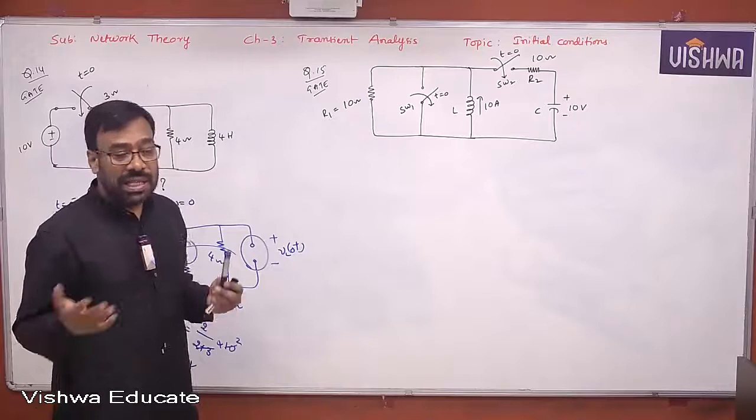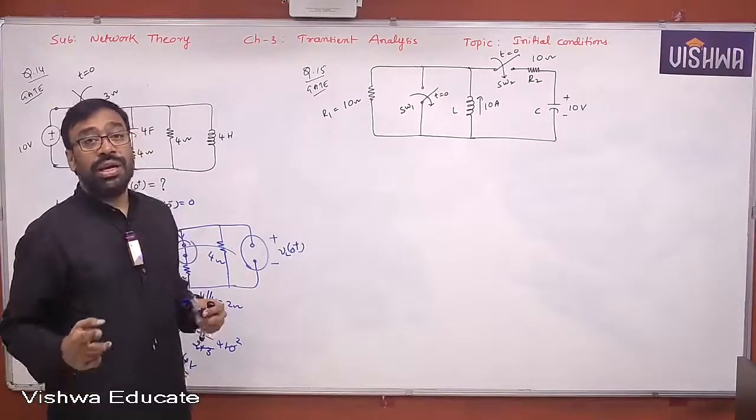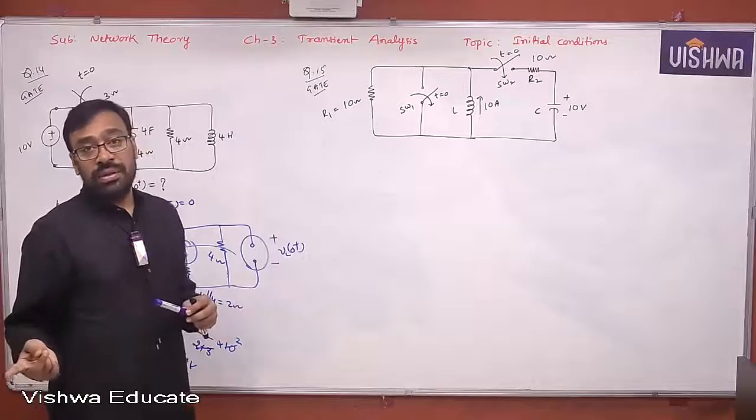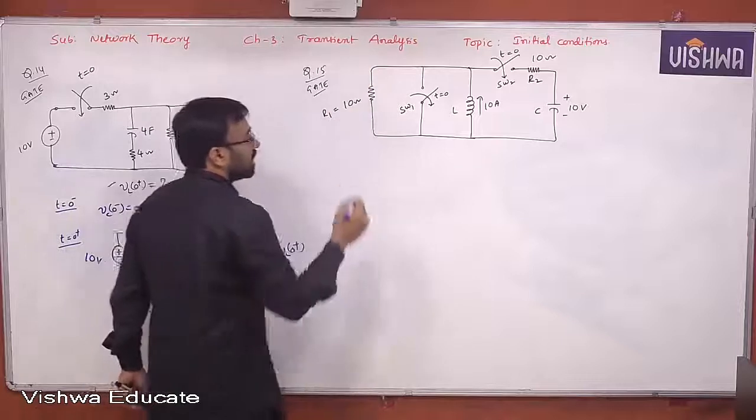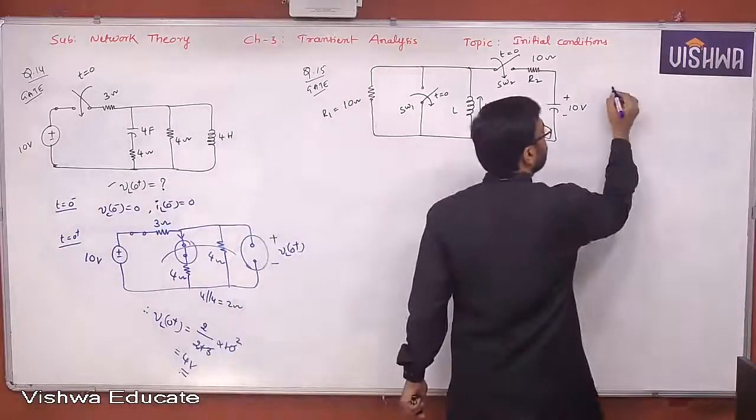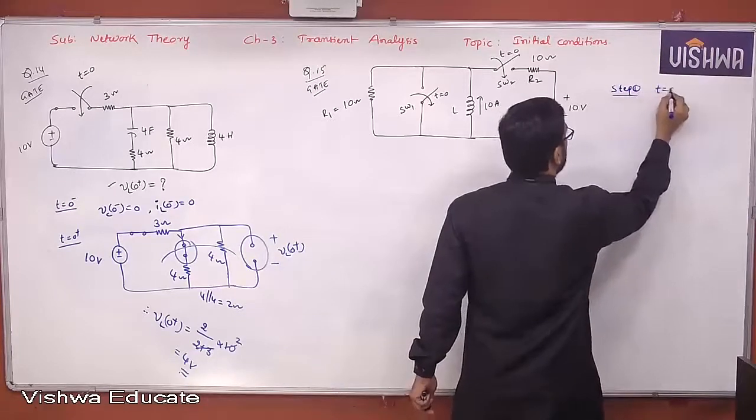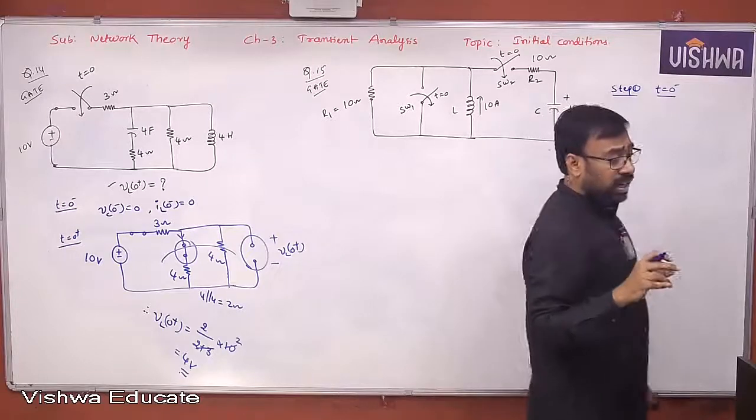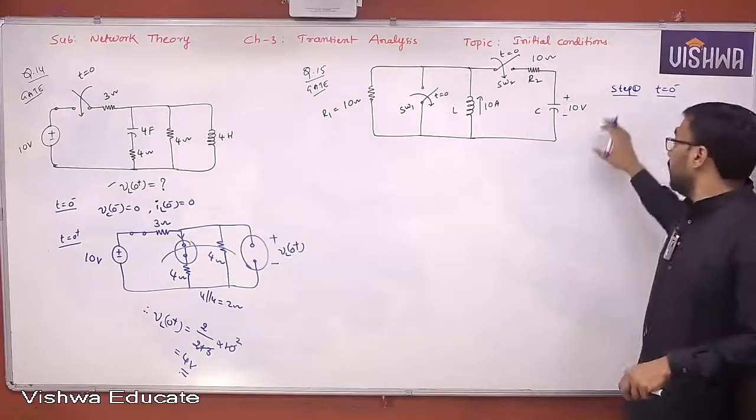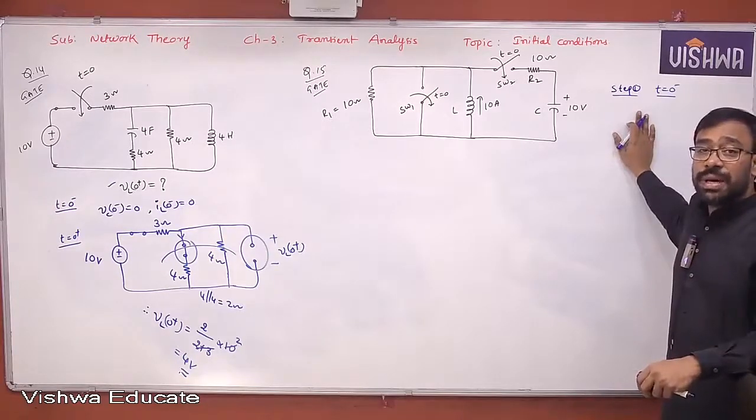Step 2 only. Other than current through inductor, you have to go for what? Step 2. Other than voltage across capacitor, you have to go for step 2. Therefore, first before that, we require step 1. Let me start the problem here. First step 1, what is step 1 actually here? t equals 0 minus equivalent. But what is the objective in constructing the t equals 0 minus equivalent? You would like to find voltage across capacitor and current through inductor.